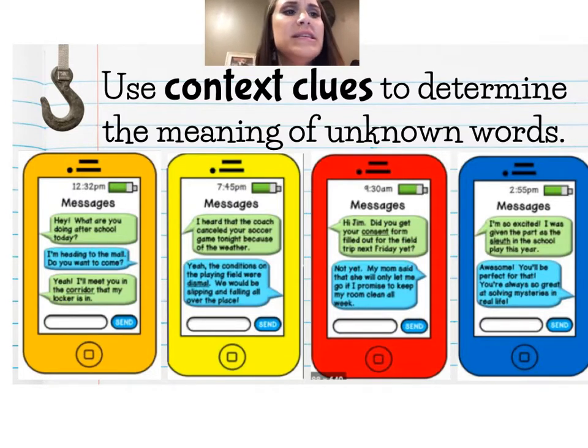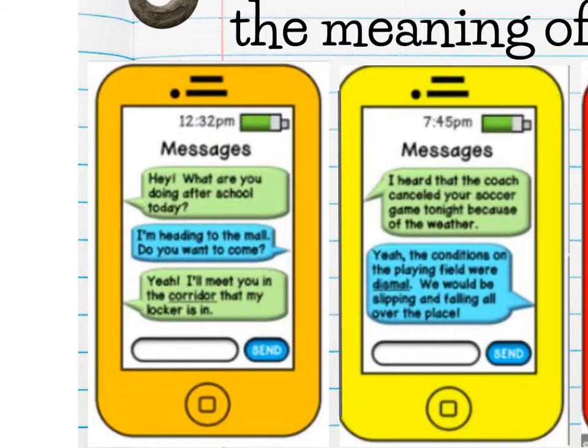Hey, I'm noticing these kind of look like devices, maybe even cell phones, iPhones. And then I'm also noticing it kind of looks like somebody's texting back and forth. Let's look at the first one. The first person says, hey, what are you doing after school today? The second person responds with, I'm heading to the mall. Do you want to come? Yeah, I'll meet you in the corridor that my locker is in. Ooh, I'm thinking about this word here. It's an interesting new unknown word. And I'm thinking there's probably some context clues around it.